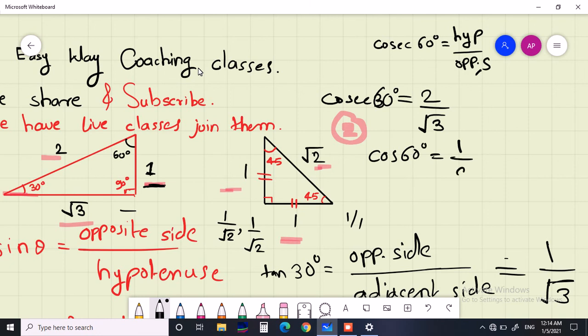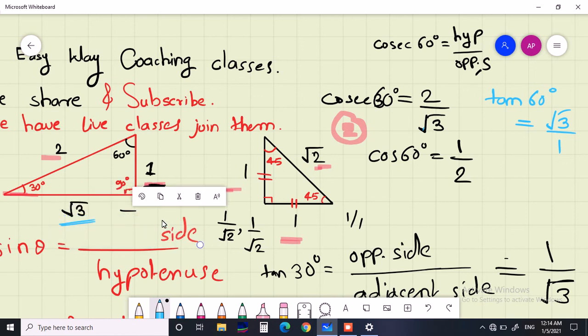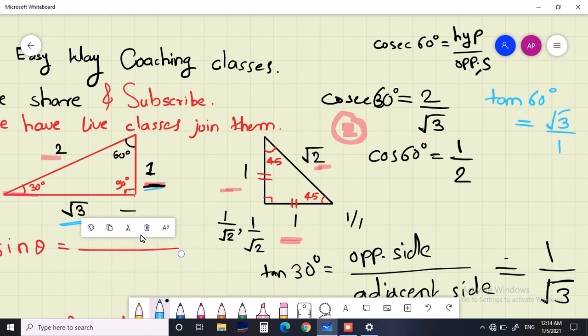This is a very easy method to calculate anything. Tan 60, let us say. What is tan 60? Opposite side divided by adjacent side is nothing but root 3 upon 1. With the help of all this, we can find every value of the function. Here we stop. We will see the extension of these formulae in the next lecture.